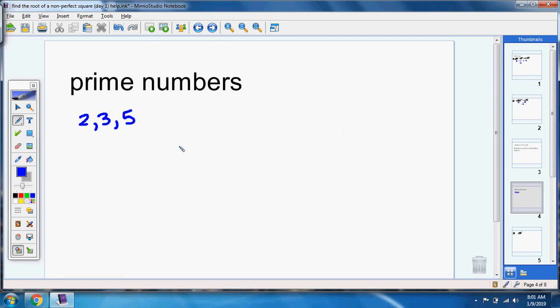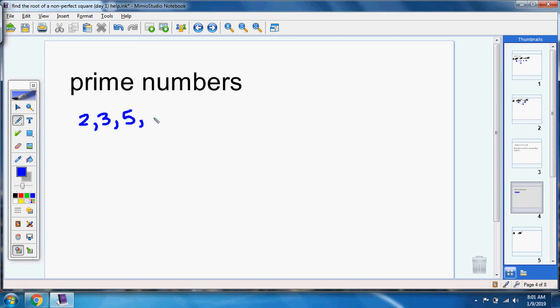5. Does 6 work? No. So what can we say about our even numbers? Will the even numbers work? Only the 2. 4, 6, 8, and so on, those aren't going to work anymore. So after the 2, you're really only looking for odds, but not all the odds.